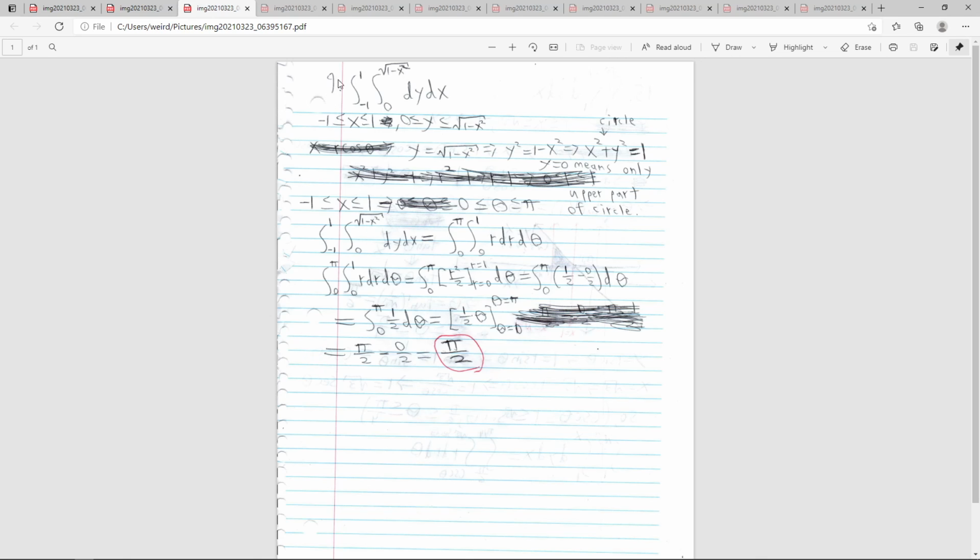So negative 1 less than or equal to x less than or equal to 1 is for x, and 0 less than or equal to y less than or equal to the square root of 1 minus x squared. The y upper limit can be rewritten as x squared plus y squared equals 1, which is a circle, and the lower limit y equals 0 means only the upper part of the circle, because it's not going to be negative. So y gives us the upper part of a circle. And x is negative 1 to 1.